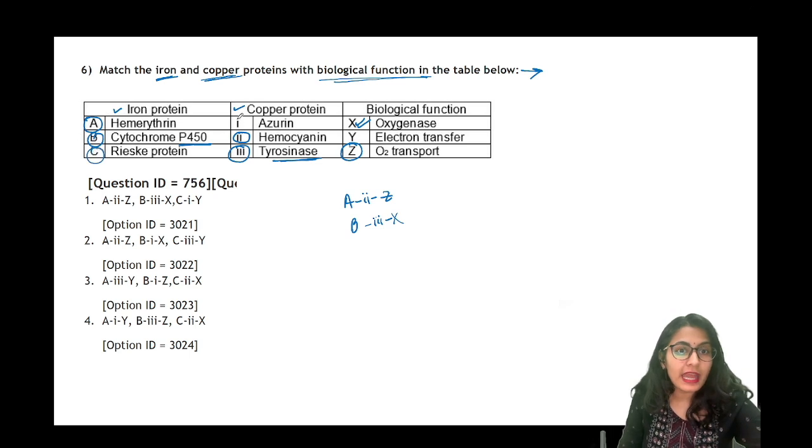Rieske protein, azurin, blue copper protein, all right. And Rieske's protein is the smallest protein which has a very similar structure to rubredoxin. It is only slightly different, the rest is a similar structure. Now these two are actually doing the electron transport. So C and 1 are going to match with Z. Sorry, C and 1, they are going to match with Y because Z is already taken. So the answer is A, 2 and Z; B, 3 and X; C, 1 and Y. So this is our correct answer.